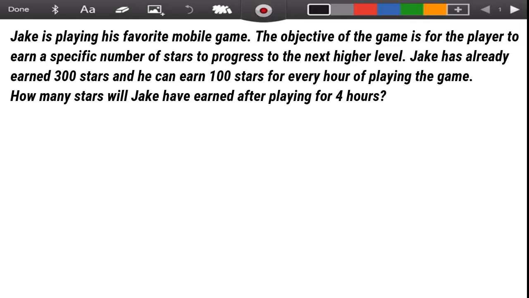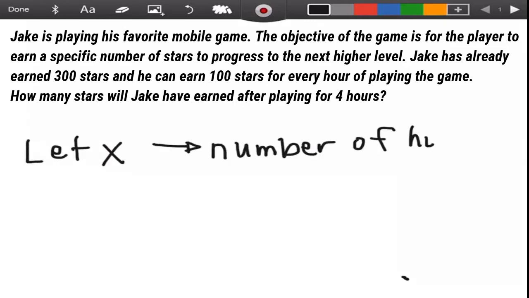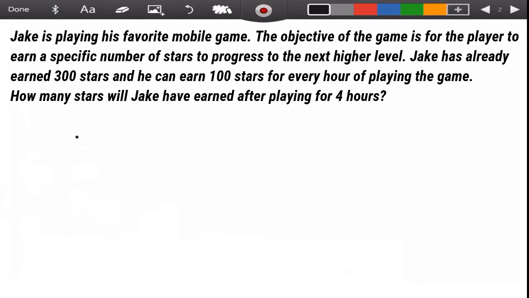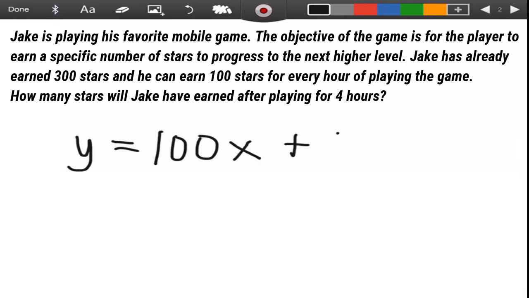And then, we need to translate the problem into an equation. So we need to let x be the number of hours that he will play, while y will be the total number of stars. And then, we will construct the linear equation. So, the total number of stars equals Jake will earn 100 stars in every hour, so that is 100x, plus the initial number of stars of Jake, which is 300.